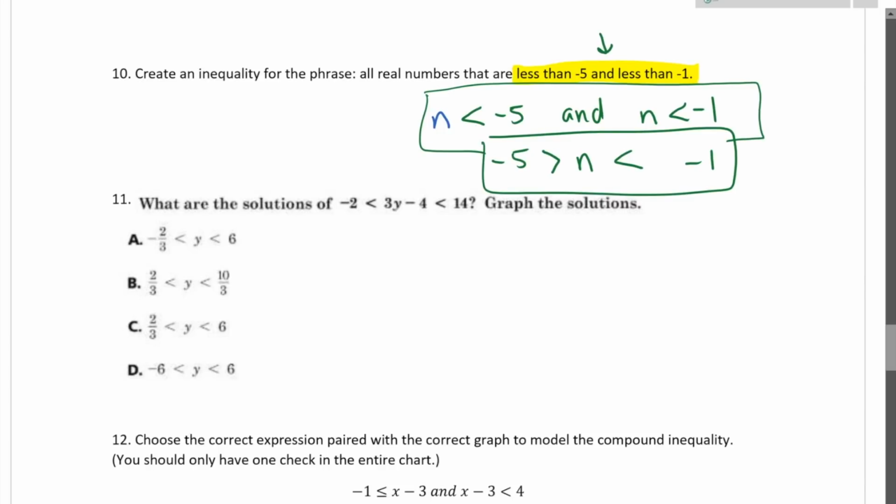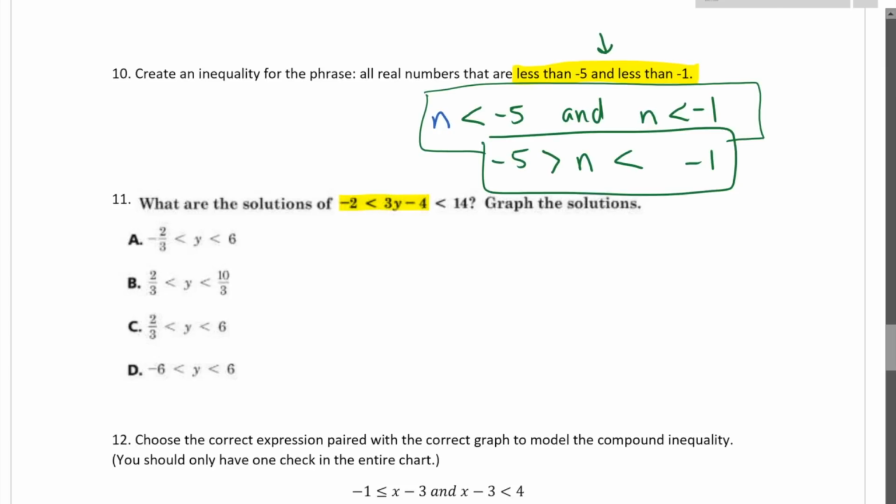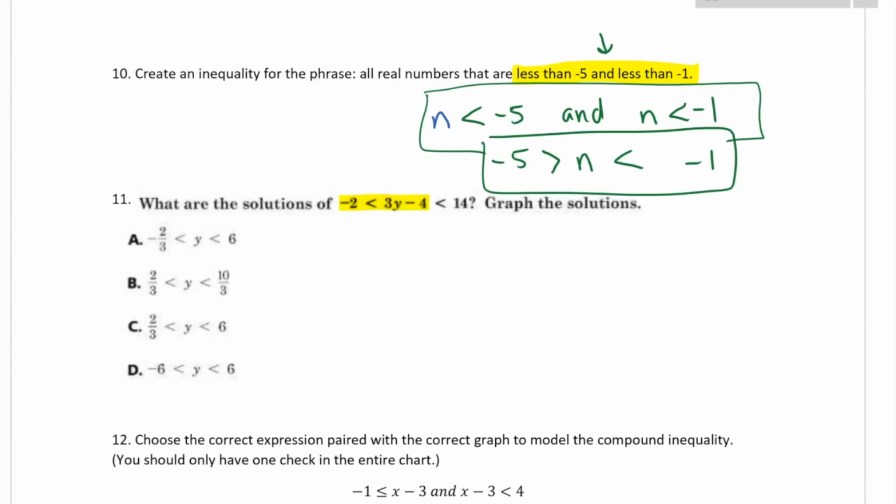All right, what are the solutions of -2 is less than 3y minus 4 is greater than 14? So how would I do this problem? This is an and problem, so I have to separate my and problem. So if I highlight this section, let's do this section first. -2 is less than 3y minus 4. And then I'm going to highlight this section.